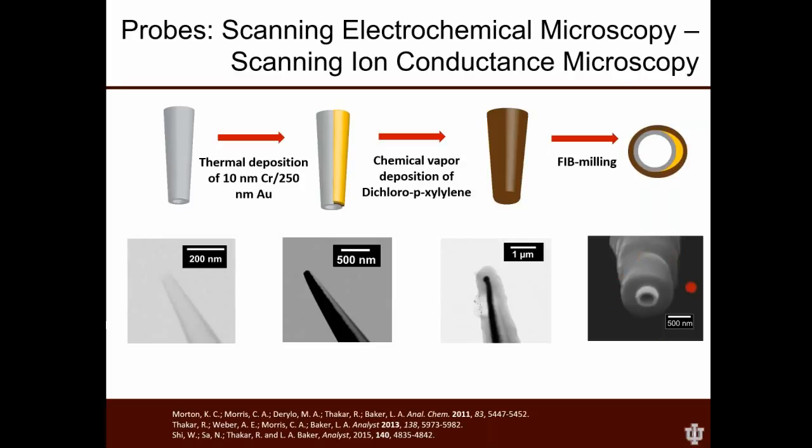And here's an electron micrograph for the final assembly. Here's our pipette in the center. Here's the crescent-shaped gold electrode on the outside. Here's the parylene coating on the exterior.